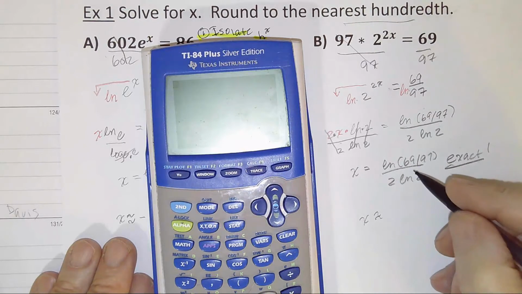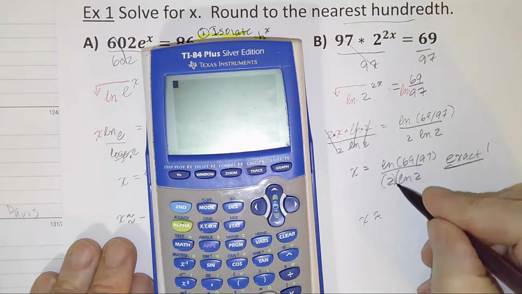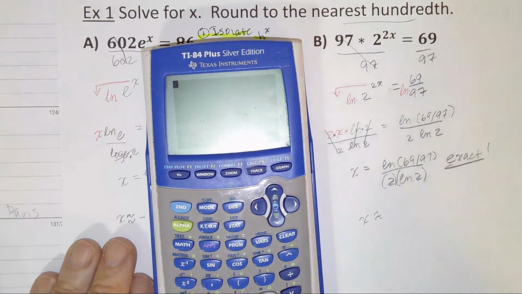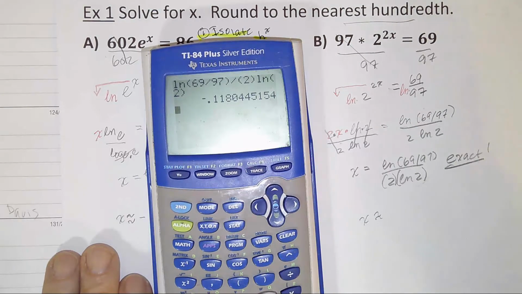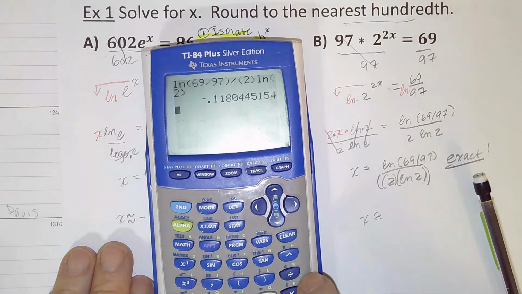So what I'm going to do is put a 2 in parentheses and natural log of 2 in parentheses in the denominator. So I'm going to rewrite this as natural log of 69 divided by 97, close the parentheses, do the divide, and then parentheses 2, close parentheses, and then natural log of 2, close the parentheses. I think that'll work. No, it wants me to put parentheses around the whole thing. Sometimes it does this. This is an older TI-84, and you end up having to throw more parentheses around things.